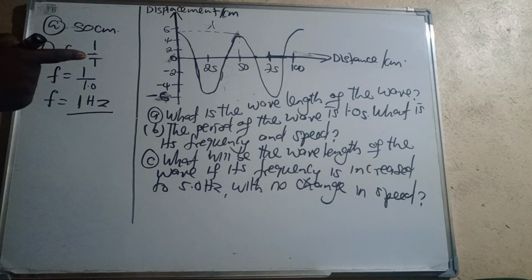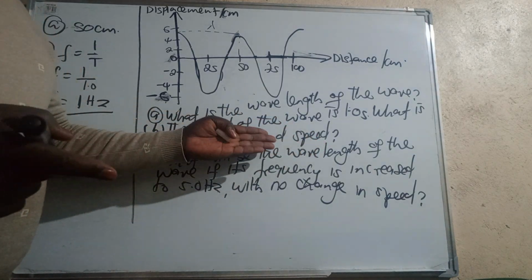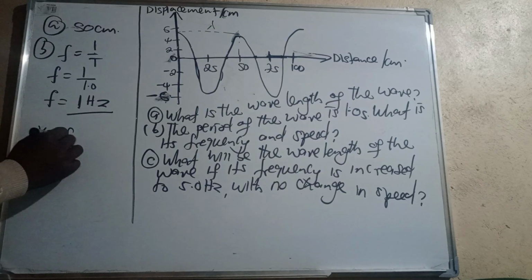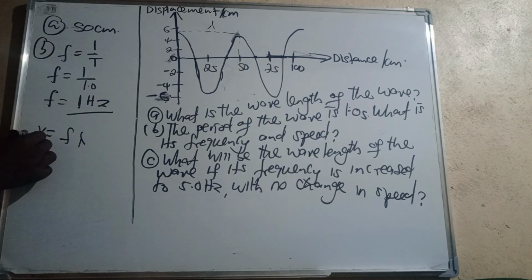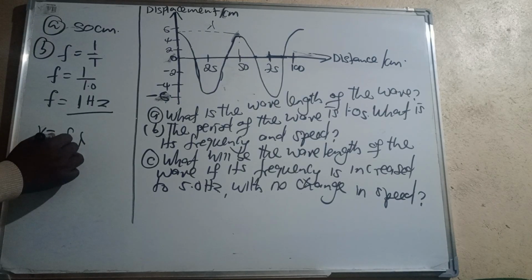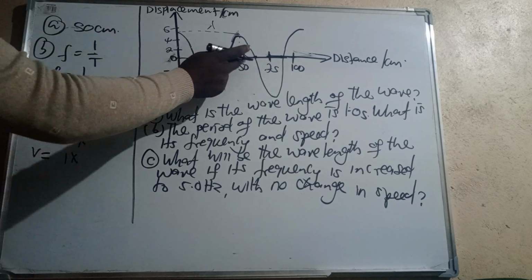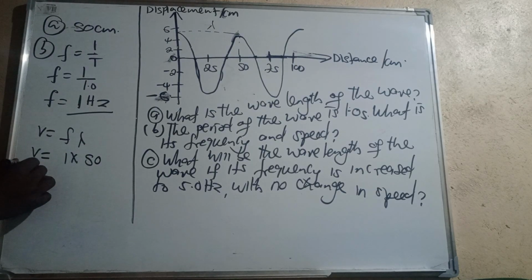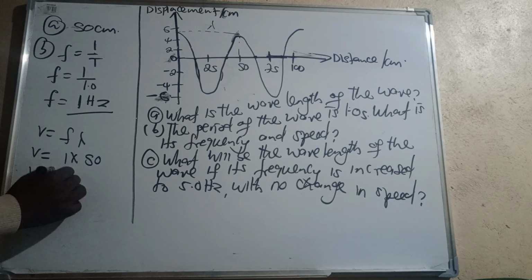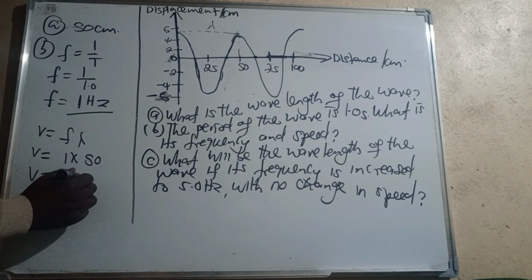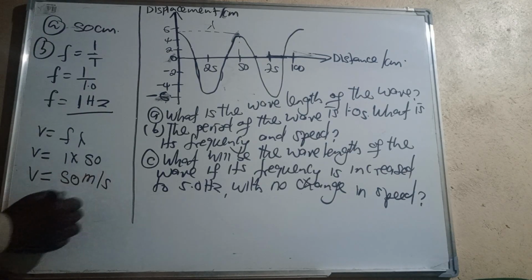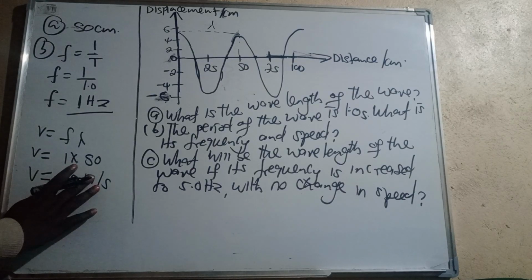Then the question says I need to find the speed. Since I know that velocity is equal to frequency times wavelength, velocity, which is speed, is equal to frequency, which is 1, times the wavelength. The wavelength from here to here is 50. So velocity is 50 meters per second. But before that, this is wrong.